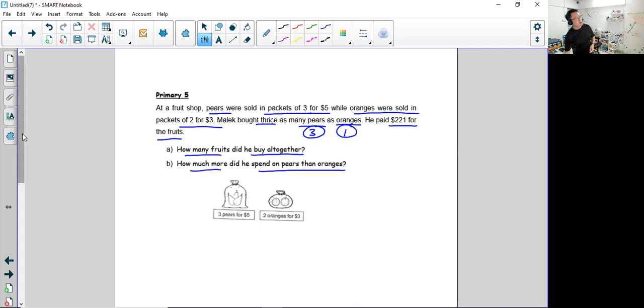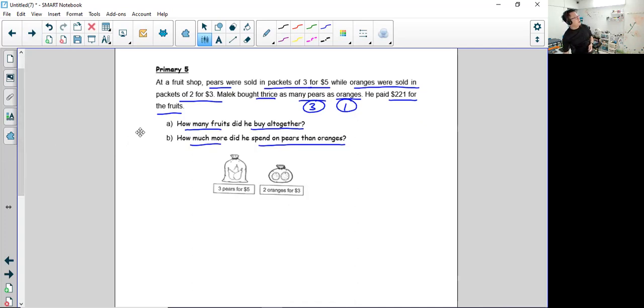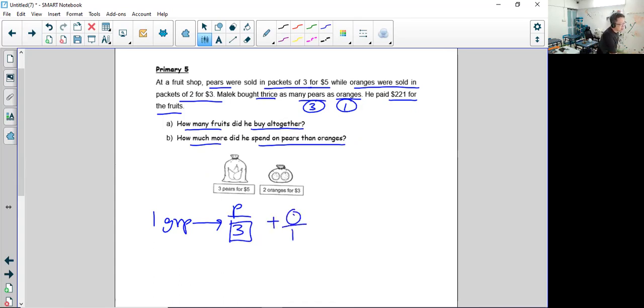So you will need to know what is inside your one group, right? Okay, so you can see that Malik bought 3 times as many pears as oranges. So which means that in one group, how many pears must there be? So let me label, there must be 3, right? 3 times of pears, right? And then oranges must be how many? Oranges must be 1, okay, 1 orange. And the total fruits in one group must be 4, right?